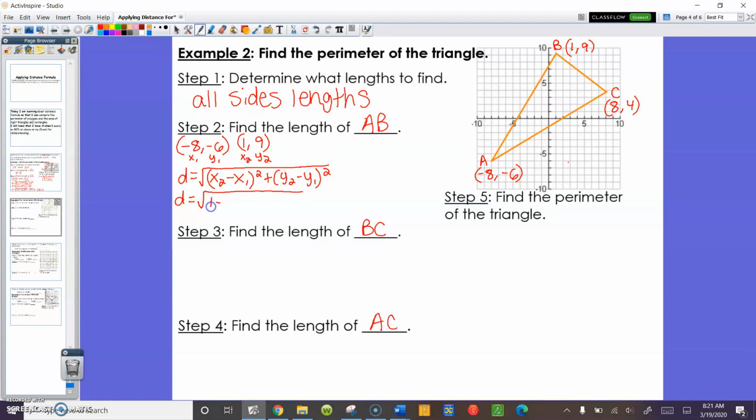Okay, so our x2 is 1 minus our x1, which is -8. Our y2 is 9 minus our y1, which is -6. Let's go ahead and simplify our parentheses. 1 plus 8 is 9, and 9 plus 6 is 15.